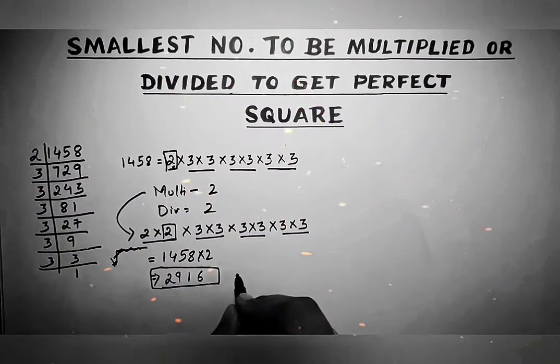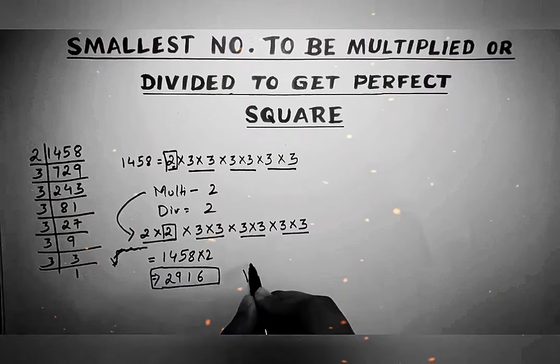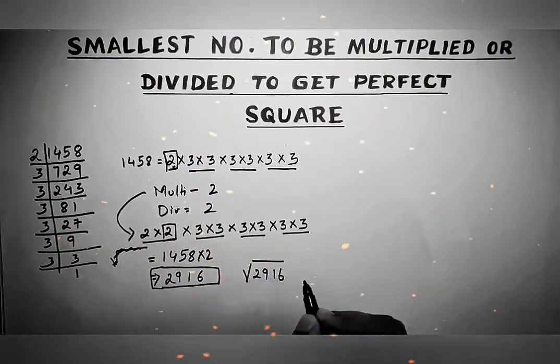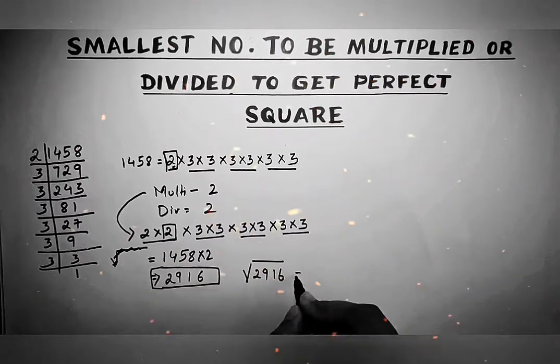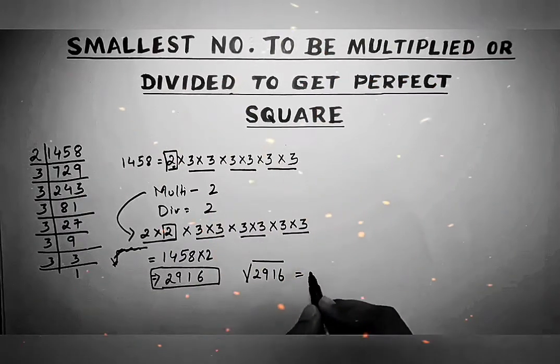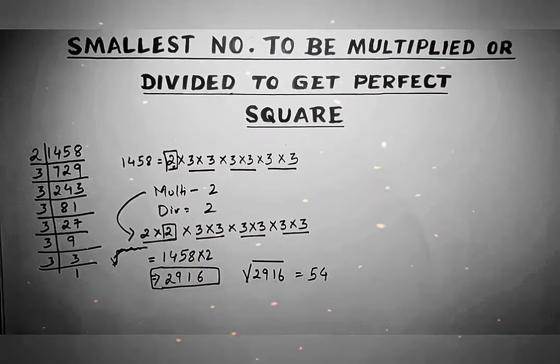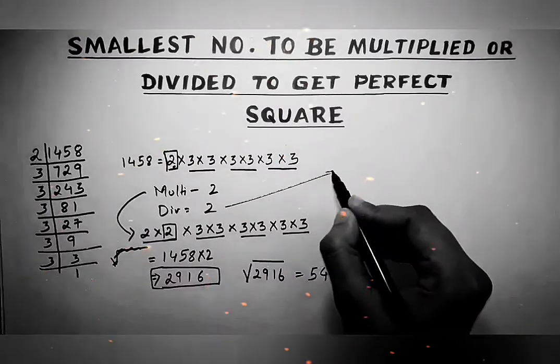I hope it is clear to you. And if you need to find the square root of 2916, then what can we do? We have to pick one number out of each pair. So we can write 2 into 3 into 3 into 3. So the total 54 will be our final answer.